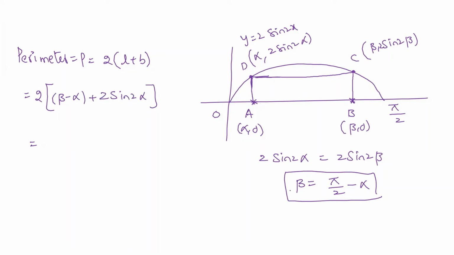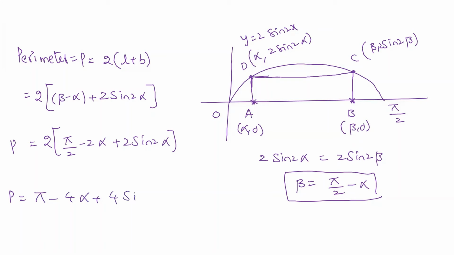But again, we have the relation here. Beta can be written as pi by 2 minus alpha. So this one is going to be 2 times of, beta will be pi by 2 minus alpha. So this one is pi by 2 minus 2 alpha plus, we got this one as 2 sine 2 alpha, right? So ultimately, what is the value of P that we got? So the perimeter P is going to be, this 2 and 2 get cancelled, that will be pi minus 4 alpha plus 4 sine 2 alpha, right? So this is what we got here.